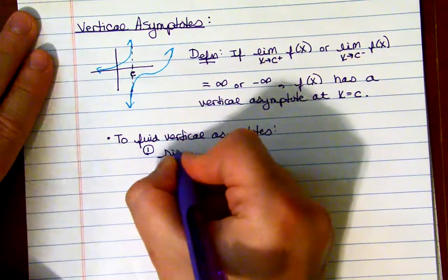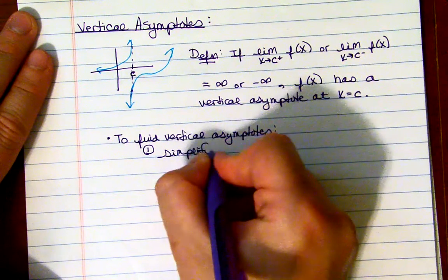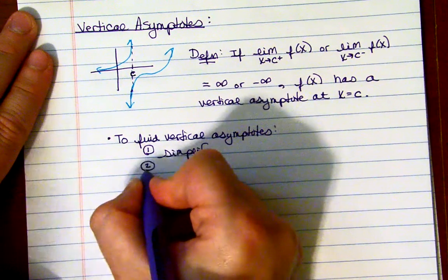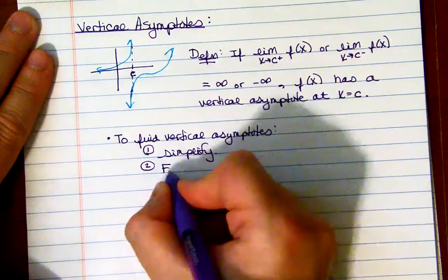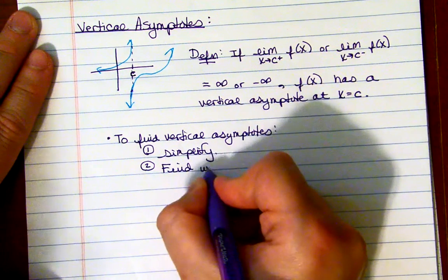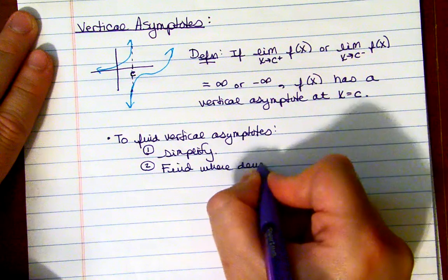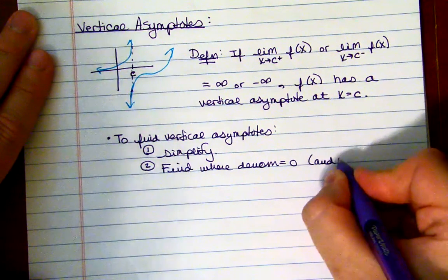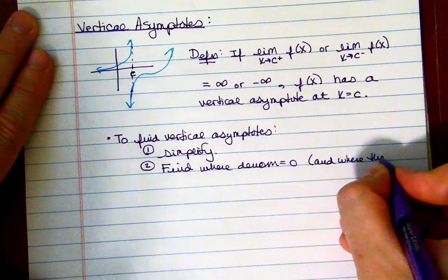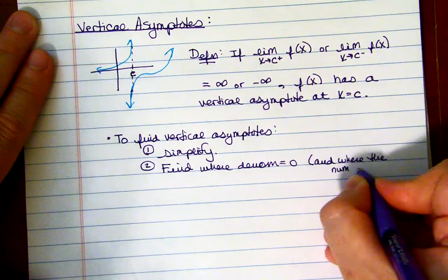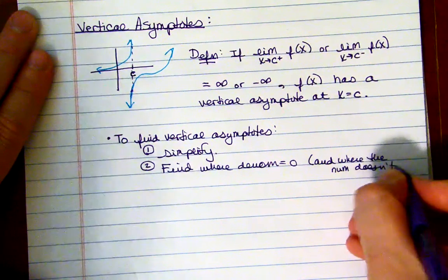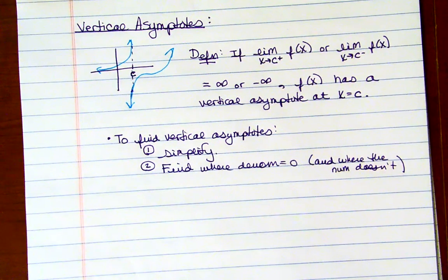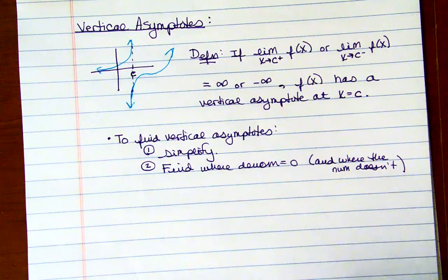First thing we're going to do, we're going to try to simplify our function. Then we're going to find where the denominator equals 0, and where the numerator doesn't. If the numerator equals 0 and the denominator equals 0, it's not necessarily a vertical asymptote; it could be a hole or something else.